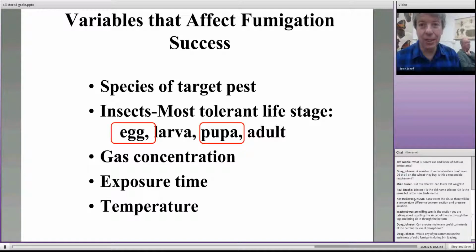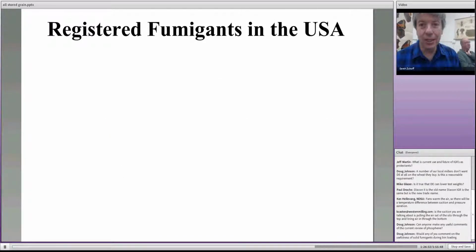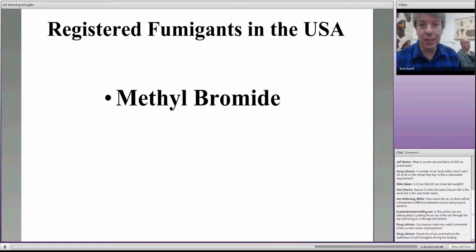What I'm not mentioning on here is that you can hold that gas concentration when your facility, your bin, or your silo is well sealed. So, this is a quick one because we only have a few to work with. This is registered methyl bromide, but it's banned, and we wouldn't be using it on grain anyway. It's been banned under the Montreal Protocol and the Clean Air Act.